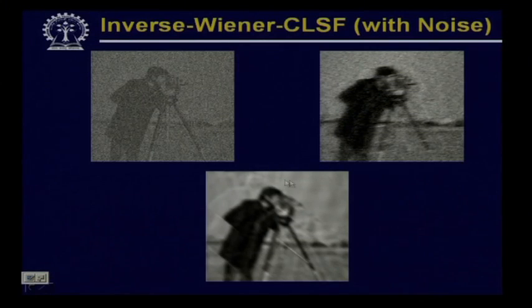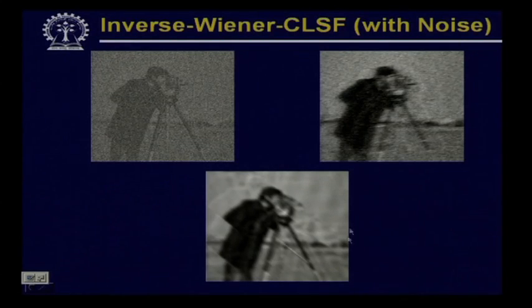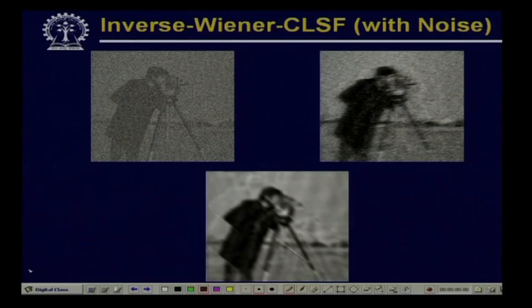and the bottom one is the one that has been obtained by using the constant least square filtering. Now, if you look at these three images, you find that the amount of noise is greatly reduced in the bottom one, that is this particular image, the restored image which has been obtained by the constant least square filtering approach.